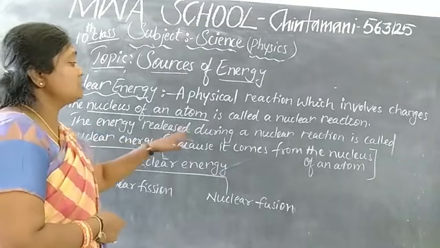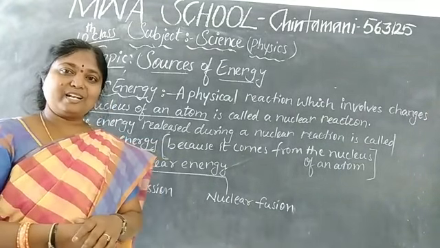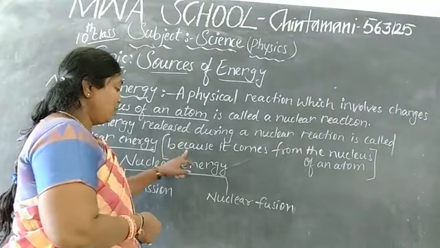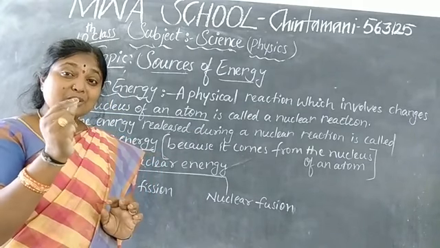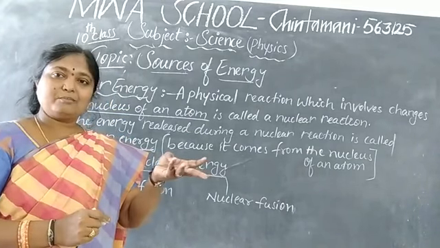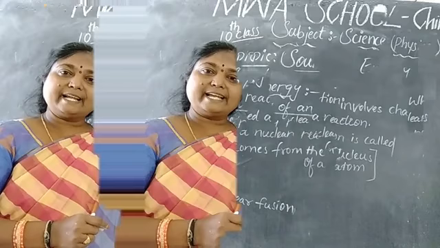The energy released during the nuclear reaction is called nuclear energy because it comes from the nucleus of an atom. In this we use neutrons; protons are positive, electrons are negative, and the neutral one is the neutron. By neutron bombardment, we create electricity. For this, the neutrons are very responsible. Nuclear energy has two types: nuclear fission reaction and nuclear fusion reaction.